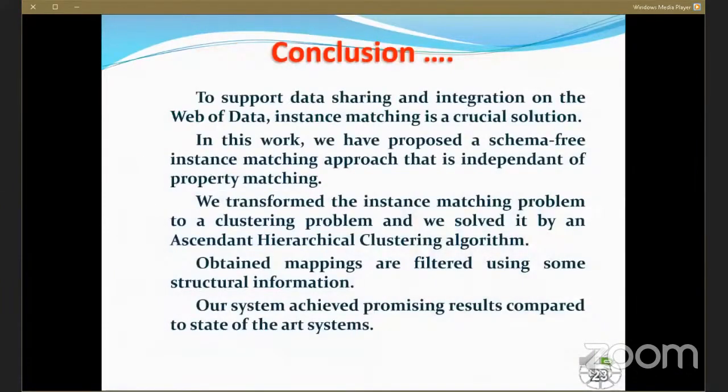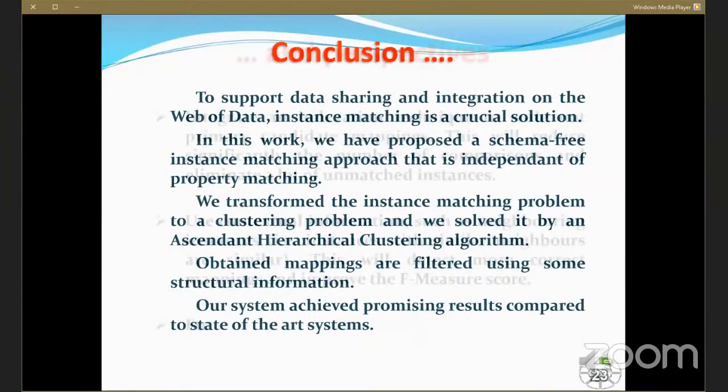As a conclusion, to integrate data in the Linked Open Data cloud, instance matching is a promising solution. In this paper, we have proposed a schema-free instance matching approach that is independent of property matching. We transform the matching problem to a clustering problem, and we solve it by an ascending hierarchical clustering algorithm. Obtained mappings are then filtered based on some structural information.